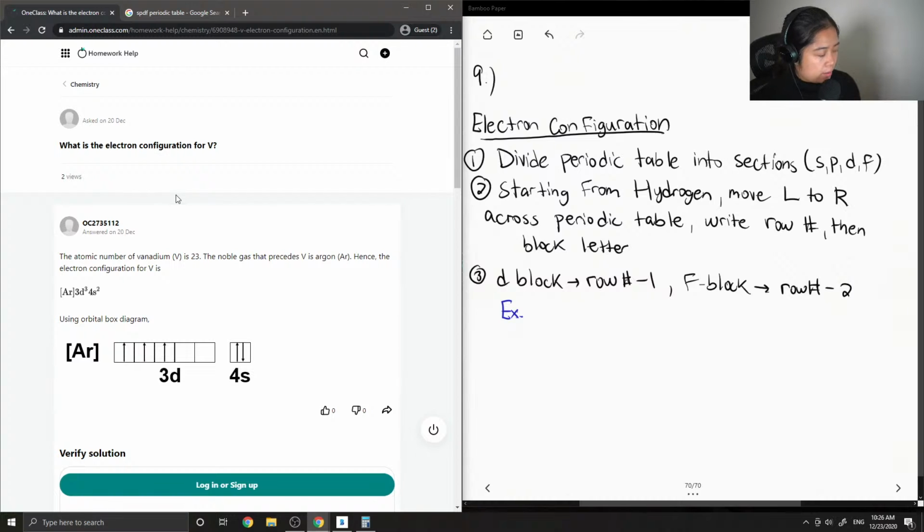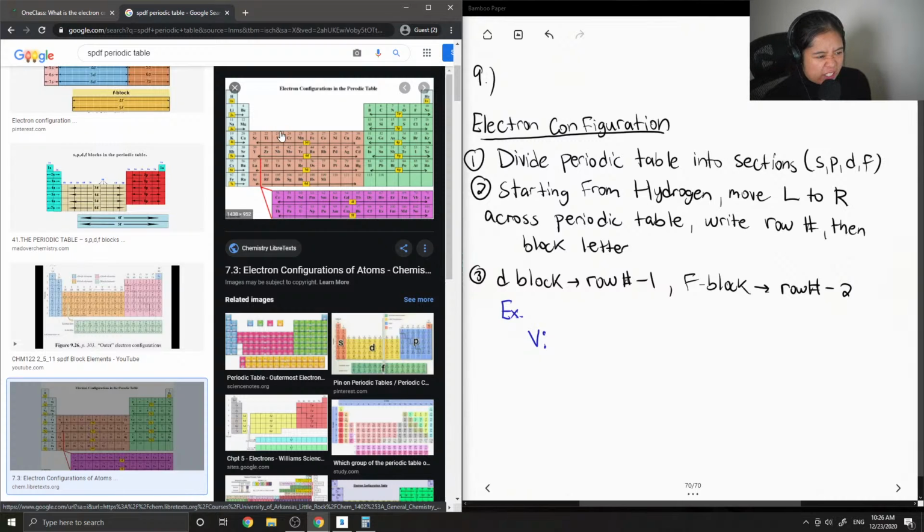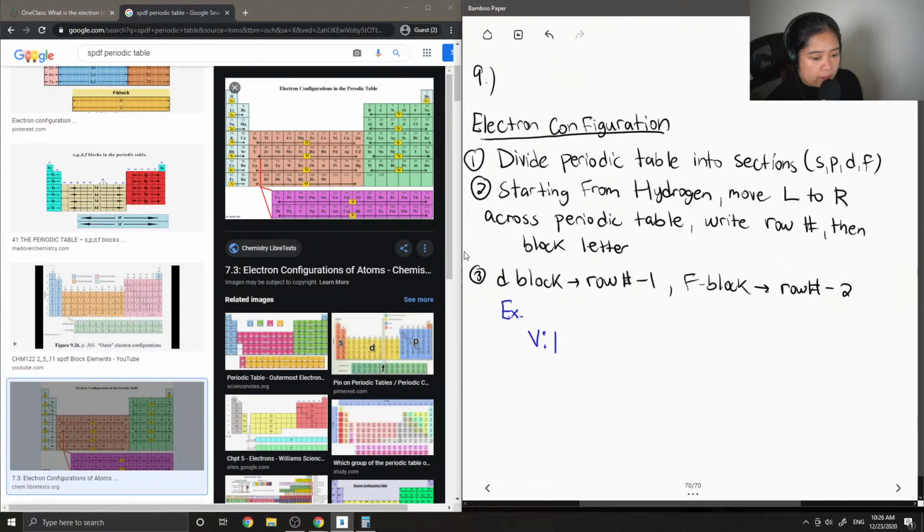So the example is looking for vanadium. So first, let's find it on the periodic table. And you can see that is right here, atomic number 23. Okay, so let's follow the steps. Starting from hydrogen, if we were to move left to right across the periodic table, we write the row number and then the block letter. And then you also want to show how many electrons there are in each orbital as you go through it.